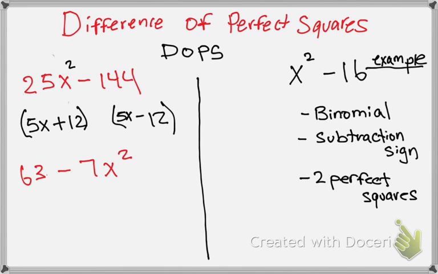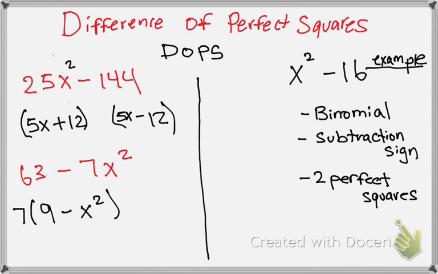Now, the only interesting thing here is 63 is not a perfect square, nor is 7x squared. So maybe I'm thinking, let me check for GCF. If I can take a greatest common factor out, then maybe it'll leave me with a DOPS problem. And it will. The greatest common factor of 63 and 7x squared is 7. They don't share anything else in common. So therefore, I'm left with 9 minus x squared.